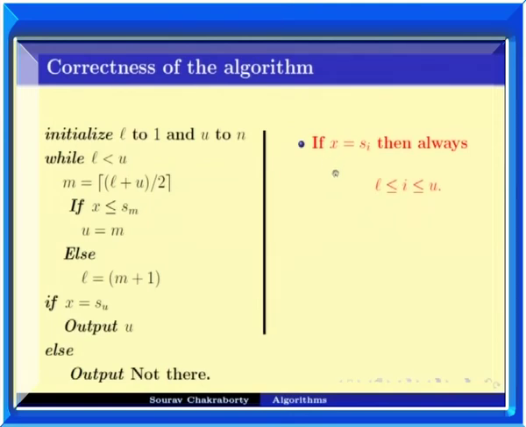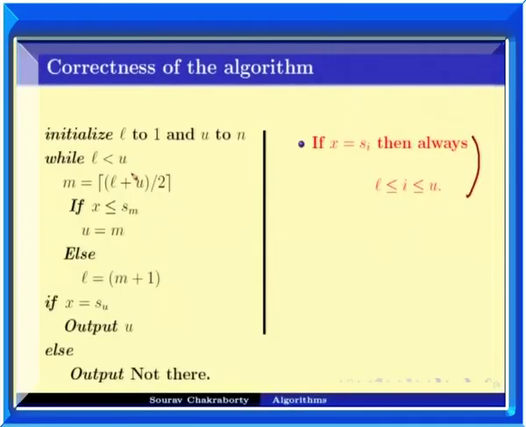If x, so this is a condition here that is always ensured in this whole algorithm. This is an invariant of this algorithm. We call this one the invariant, which is that if x is equal to some index i, then this i will always be between L and U.